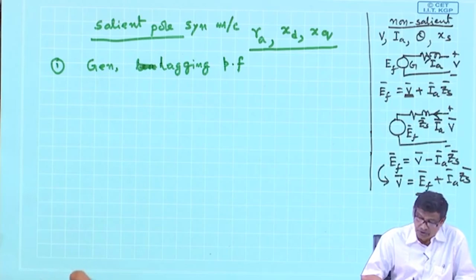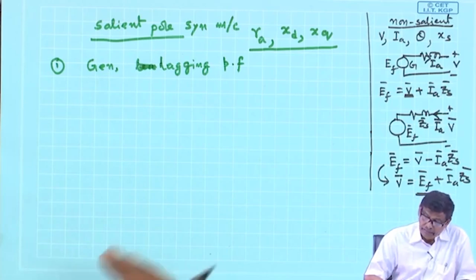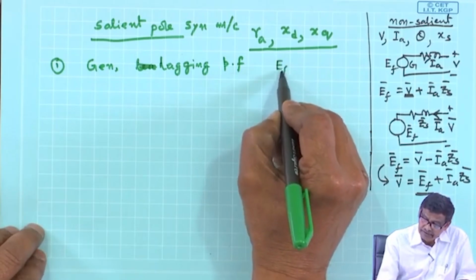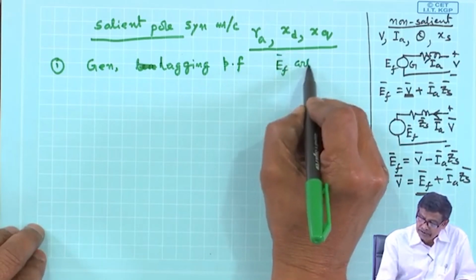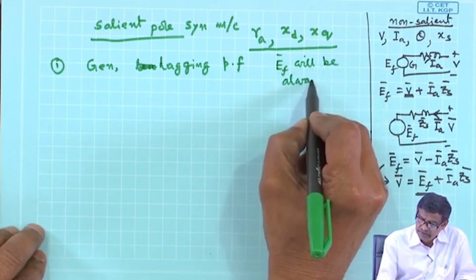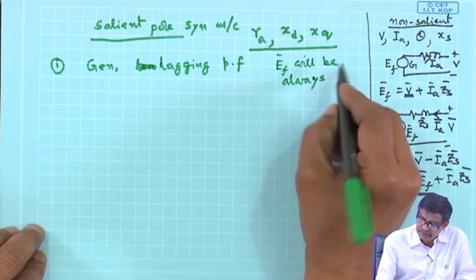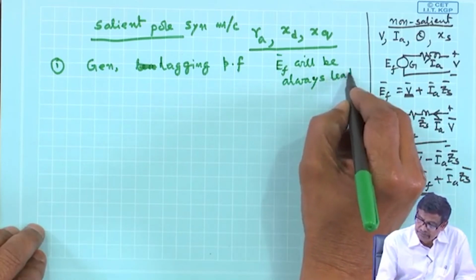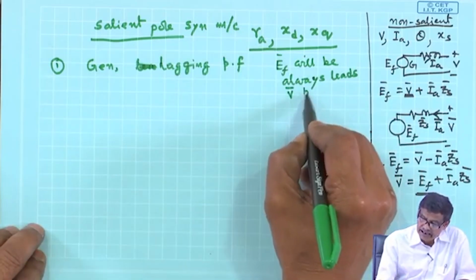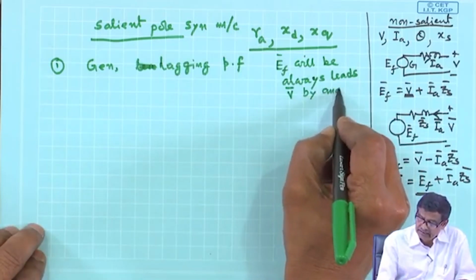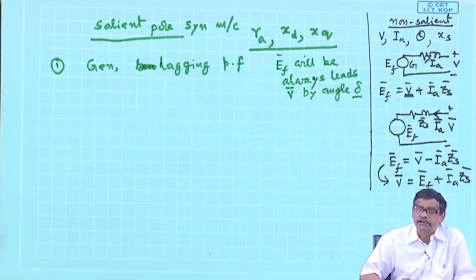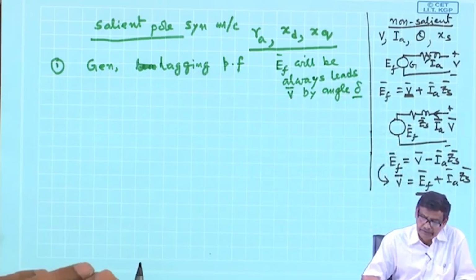So, how to draw it? Generator mode, remember Ef will always lead V, or be above V, by angle delta, no matter whether it is lagging or leading power factor. Ef will be above V.